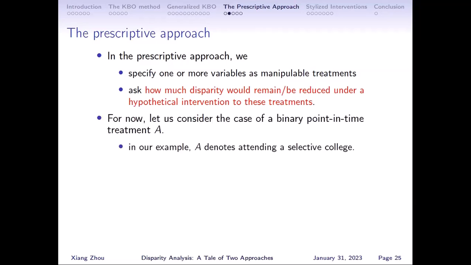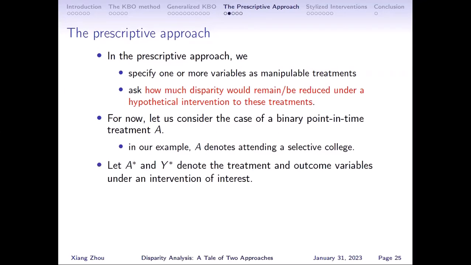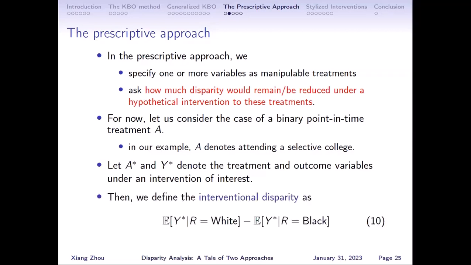So for now, for simplicity, we just consider the case of a binary point-in-time treatment A. In our example, A denotes attending a selected college. And we use A star and Y star to denote treatment and outcome variables under an intervention of interest. Then we can define interventional disparity as in equation 10. You can see it's just a difference in means, but not a difference in means of the observed outcome. It's a difference in means of the interventional outcome, which is not observed, right?